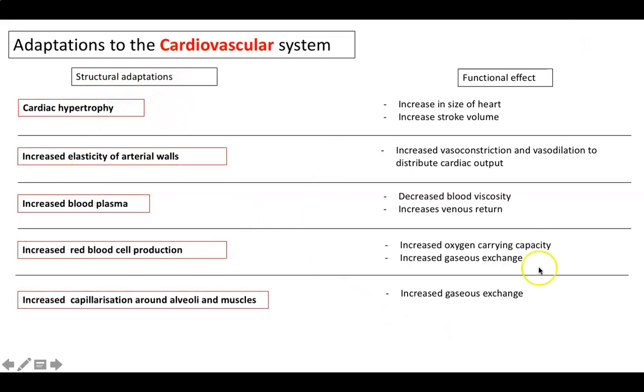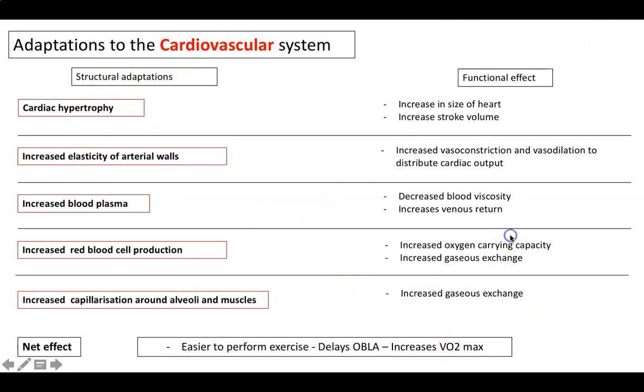What does this mean? What is this whole net effect on performance? Well, it's going to mean it's easier to perform exercise, we're going to get a delay in OBLA, and we're going to get an increase in VO2 max. So again, make sure you've got questions on these, make sure you understand these, you're aware of them, because this is what we need to know.